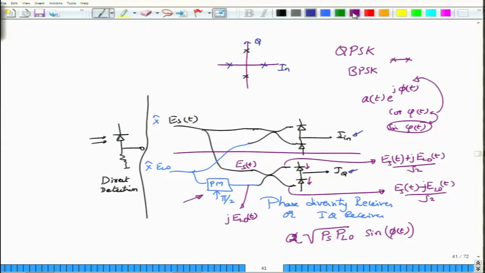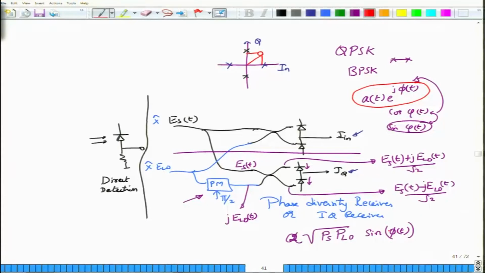So, for example, if my received signal happens to be this particular constellation point, in this case the in-phase component would be positive, the quadrature component would also be positive, and I would actually look at the signs of I and Q to make that decision. So what I want to tell you is that this arrangement can give us full information about the complex envelope of the transmitted signal, depending on what value of phi of t you have.